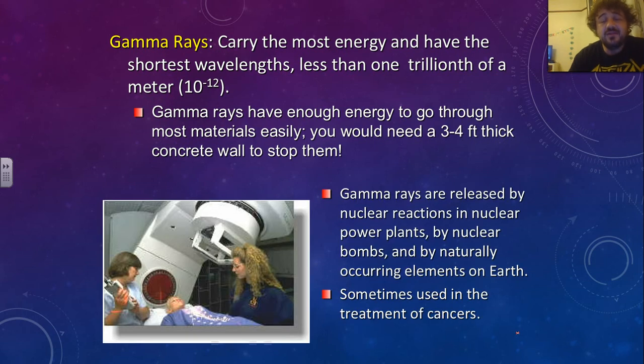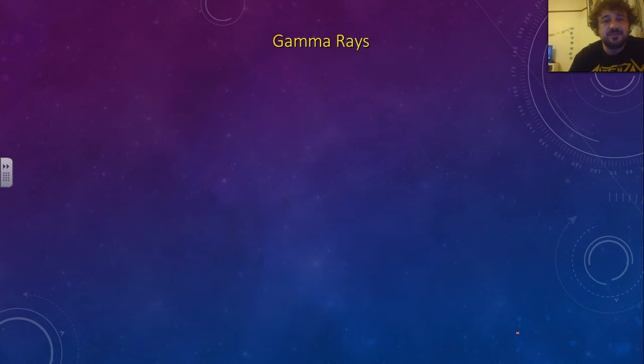And we use them for nuclear power plants. They're emitted by bombs, and some naturally occurring elements, and they can be used to treat cancers because they are very destructive, so they can be used to kill clumps of cells.